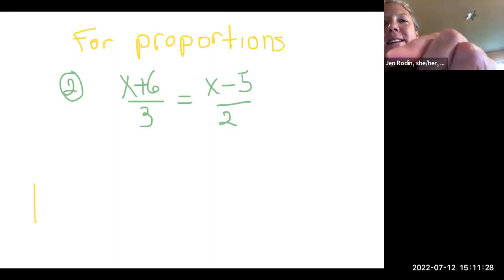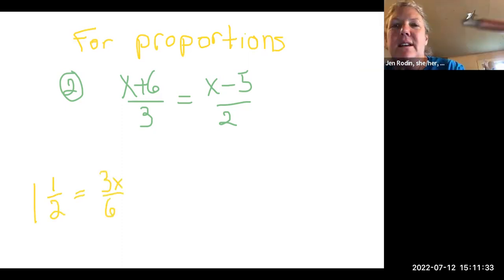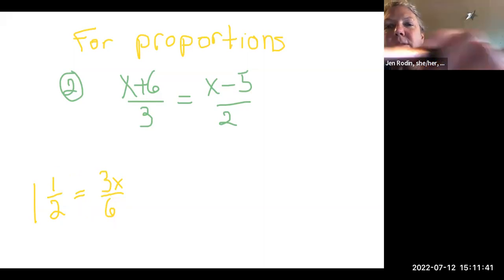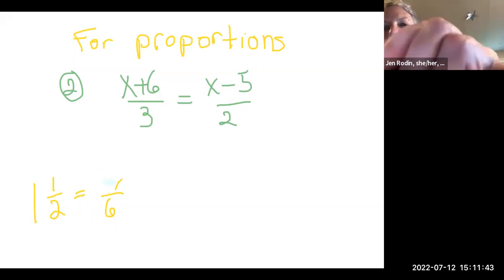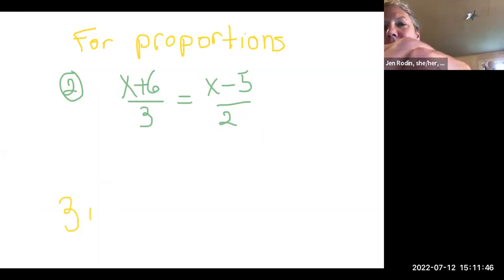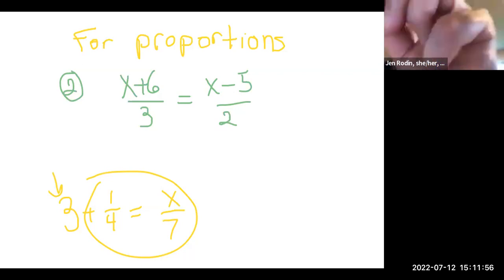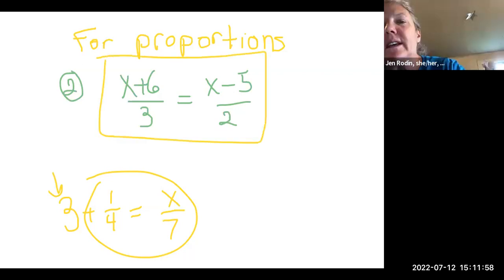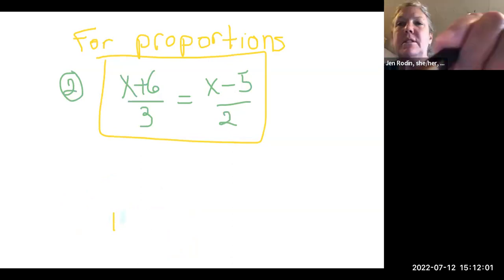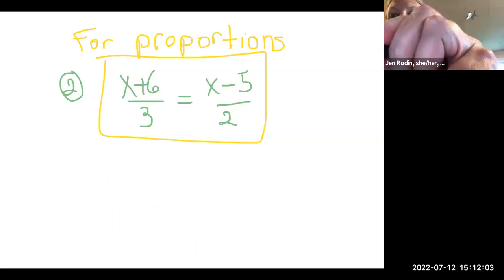But if I had like 1.5 = 3x/6, that I can't do, that isn't going to work. I'd have to make sure they're both in fraction form. Or if I had like 3 + 1/4 = x/7, I can't just focus on that and ignore that. But here they're both exactly in fraction form, even though they're kind of cluttered and weird. But we can handle it.